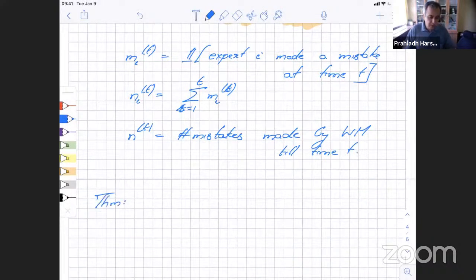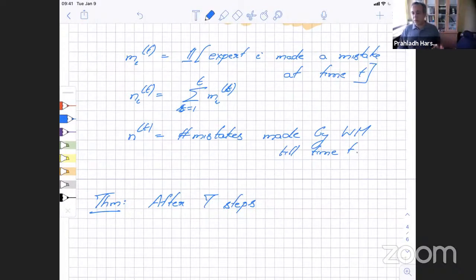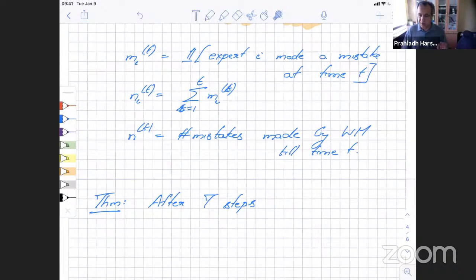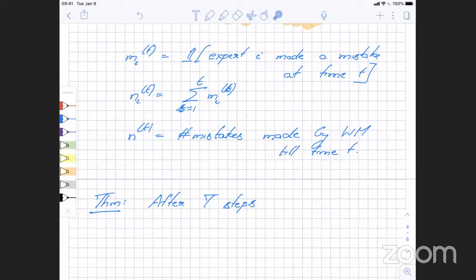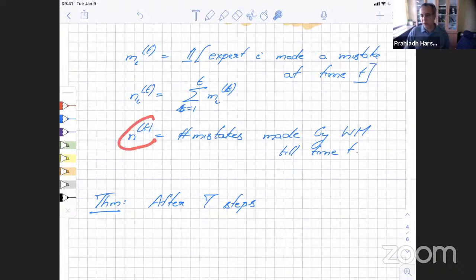And the thing we will see is after t steps. No, n_i^t is just the number of mistakes made by that one particular expert I'm focusing on. And n^t is the number of mistakes made by the algorithm in total. What we want to compare is this against the minimum of these.